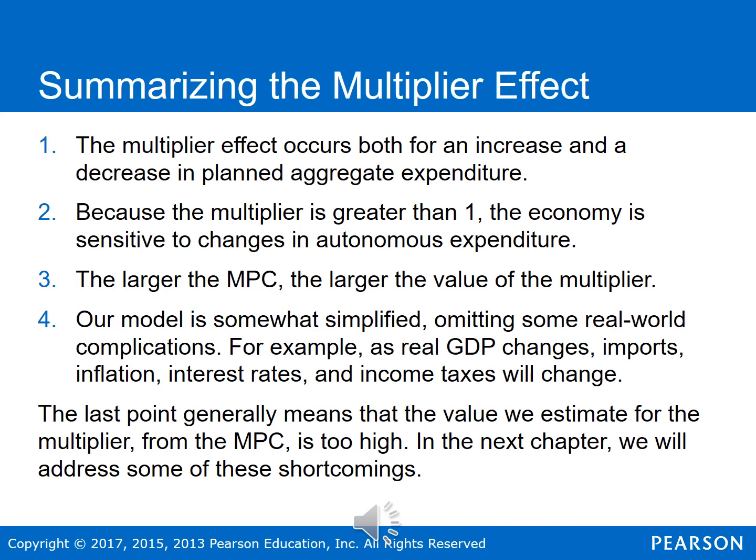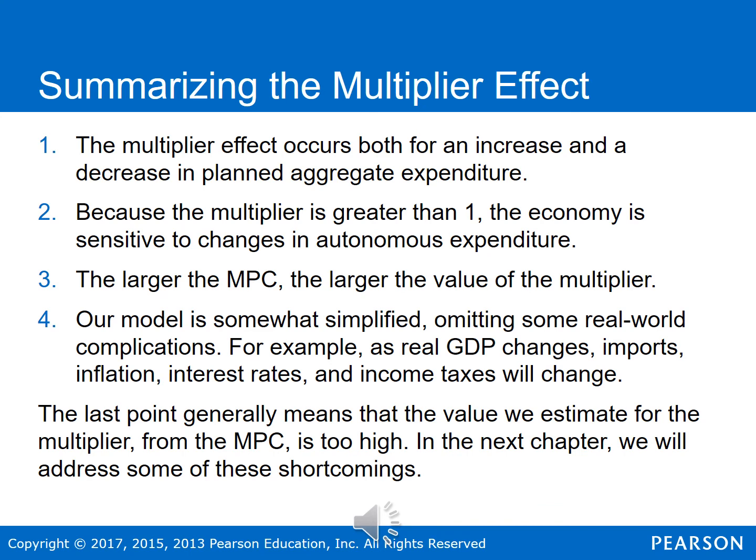All right, so let's summarize the multiplier effect. These are the 4 main points I want you to take away from the multiplier effect. So the multiplier effect occurs when autonomous expenditure increases and when it decreases. So it can be a positive thing or a negative thing. For example, with a marginal propensity to consume of 0.75, a decrease in planned investment of 100 billion will lead to a decrease in equilibrium income of 400 billion. So we're getting the same exact effect, just the opposite.